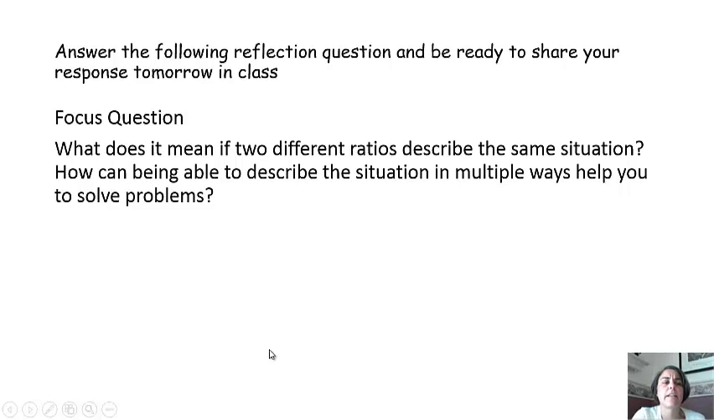The last item I'd like you to take care of is to do a nice write-up for this focus question. Be ready to come on into class tomorrow and share it. What does it mean if two different ratios describe the same situation? Like in this case, we talked about 6 to 2 describing the same situation as 3 to 1 when we were creating that beautiful green paint. How can being able to describe situations in multiple ways help you solve a problem? So go ahead and try to write those up tonight. Be ready to share them tomorrow in class.